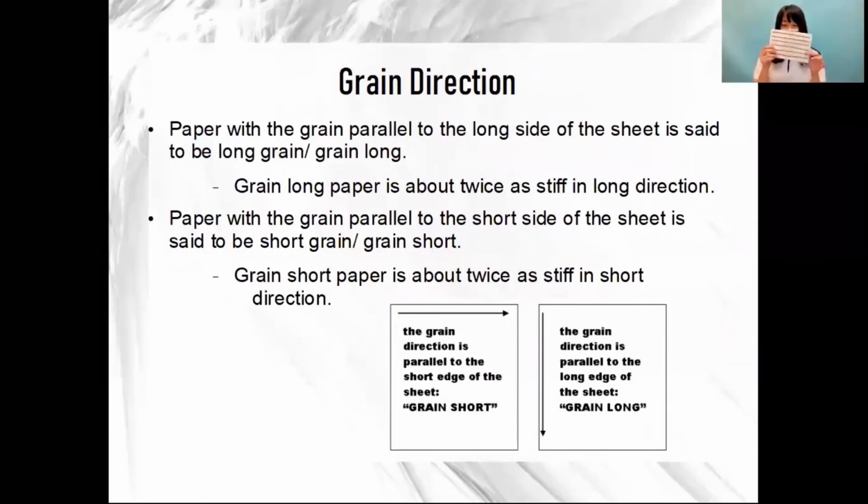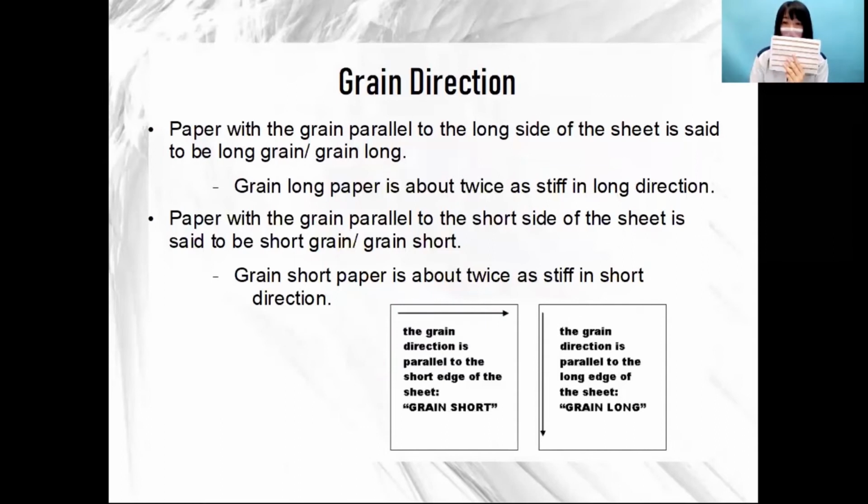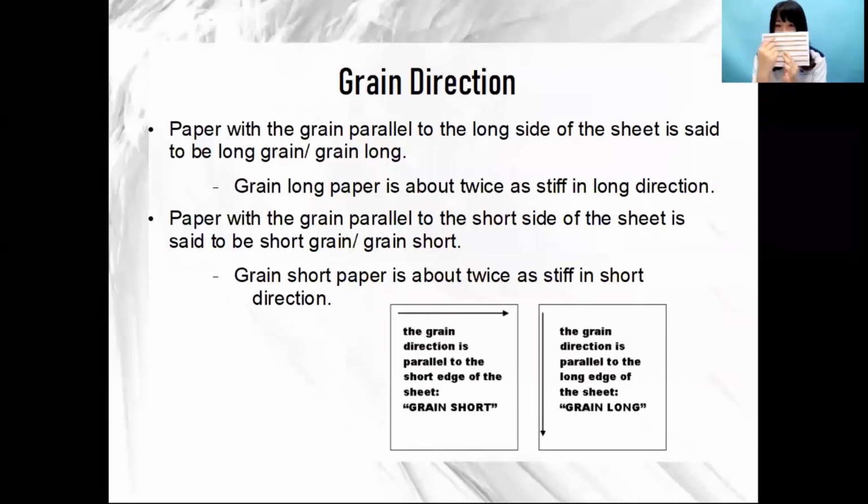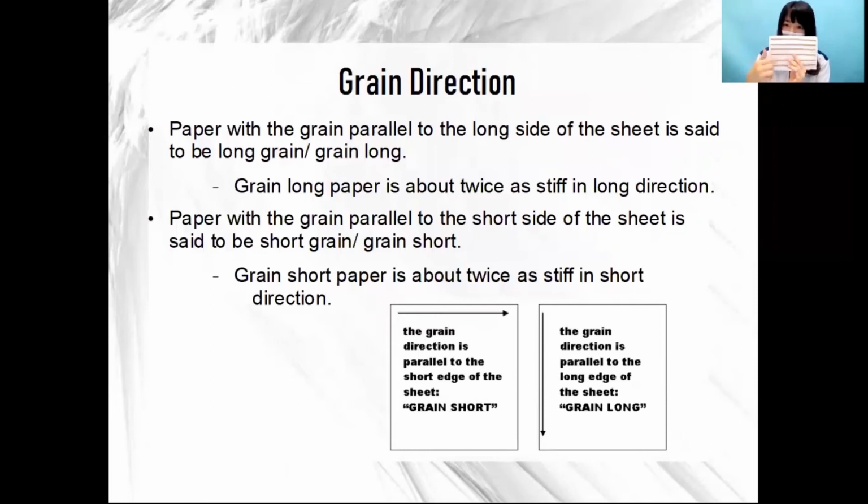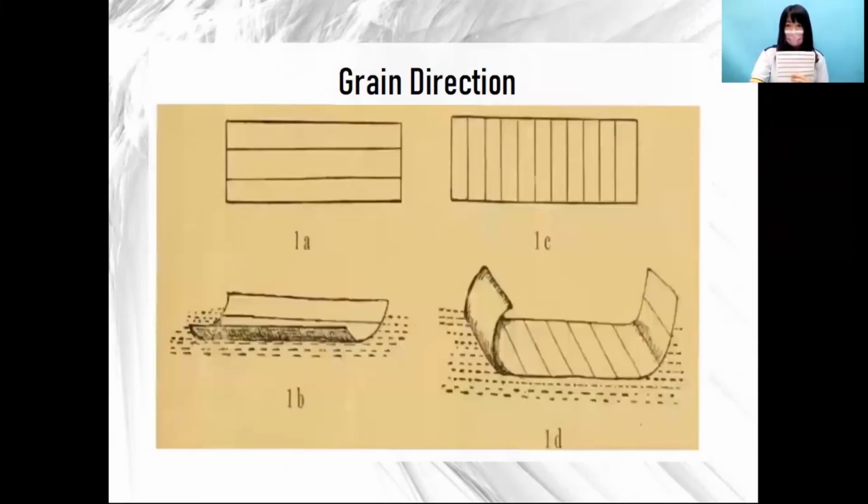Okay, following to the next, grain direction. In this rectangle size paper, we define grain direction as long and short. How do we define long and short? For a rectangle paper, if the grain direction, the paper fiber direction, is horizontal along the longer side, we call it long grain. Can you understand this part? If the paper grain is generated in the shorter direction, we call it short grain.